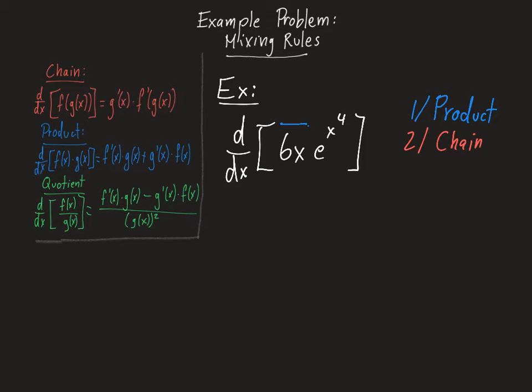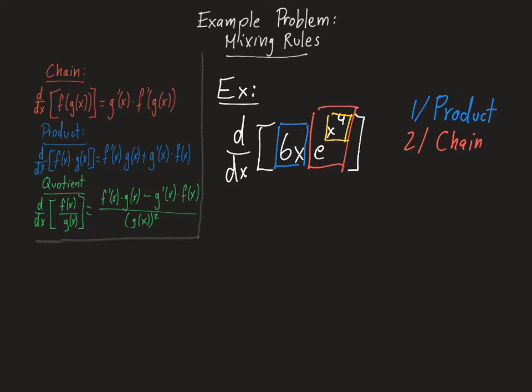The first thing that we see is that we have these 2 functions, 6x and e to the x to the 4th, which are being multiplied together. And then within this second function, e to the x to the 4th, we have an inside and an outside function. So the first thing that we're going to have to do is address this as a product rule, and then within that product rule, we're going to have to do a chain rule. All right, let's work this through.